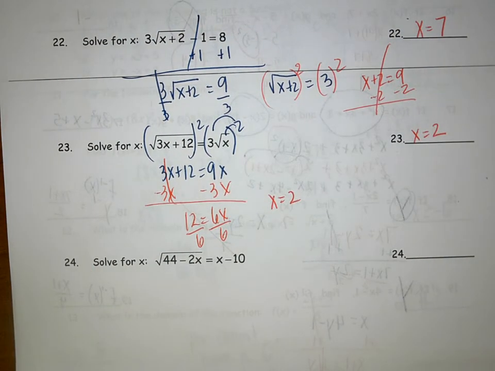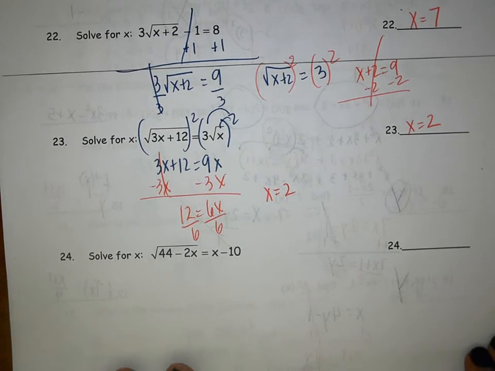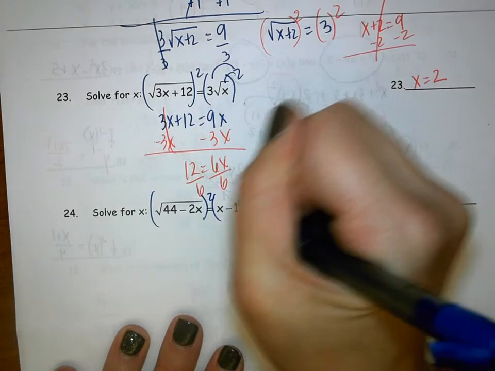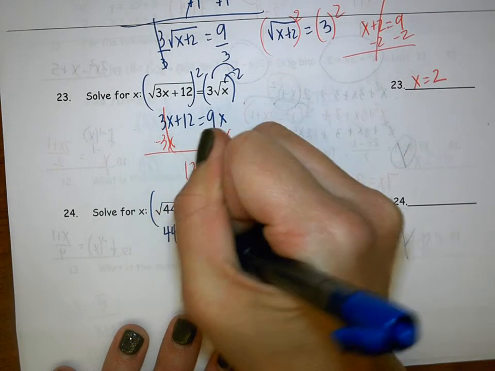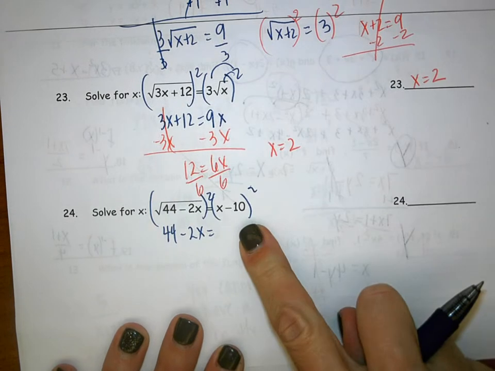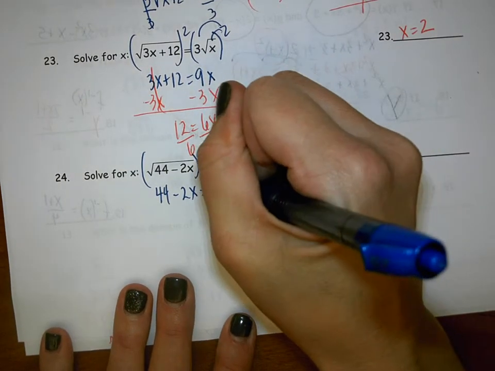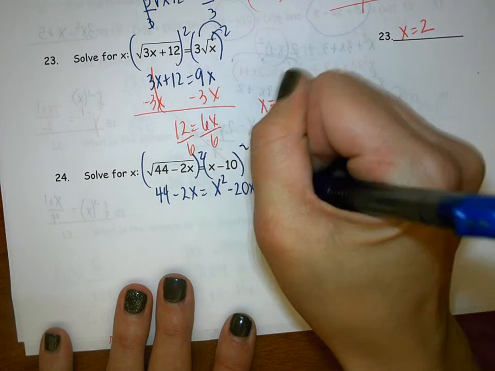Okay, 24. Is the square root by itself? Yes. I square both sides. So I get 44 minus 2x equals, and I have to box or FOIL this, which will end up making x squared minus 20x plus 100.